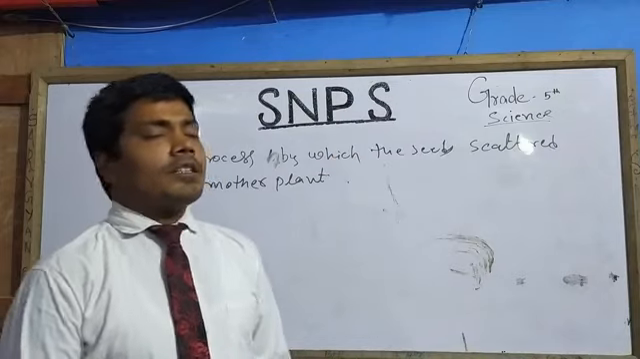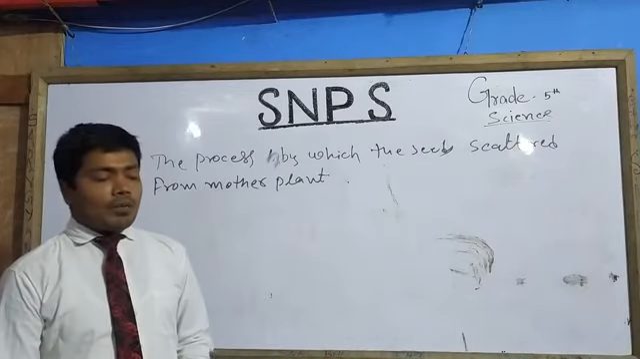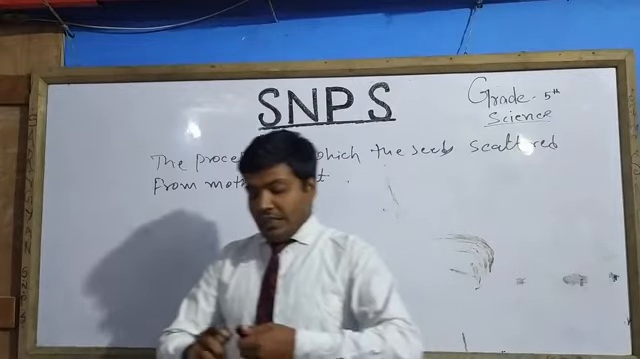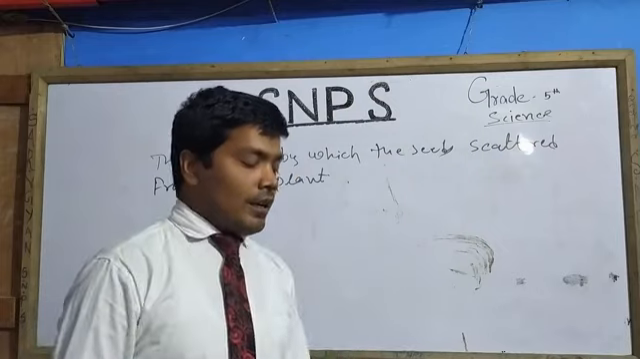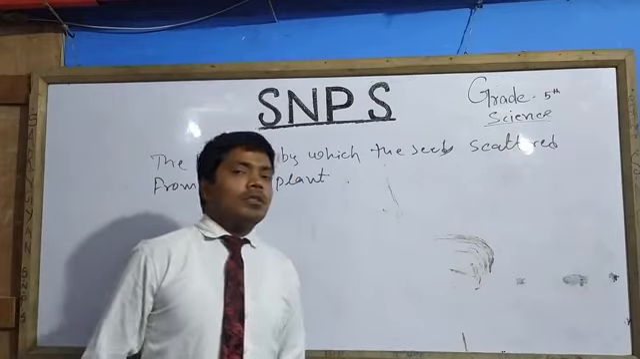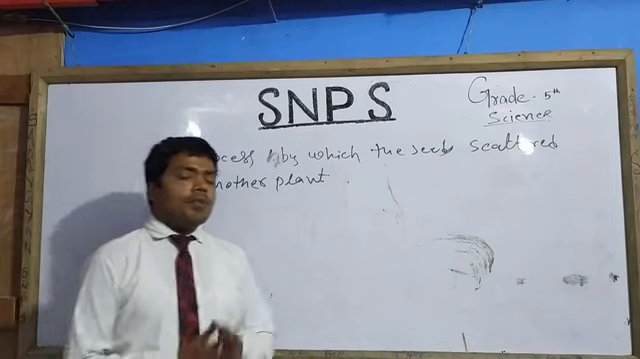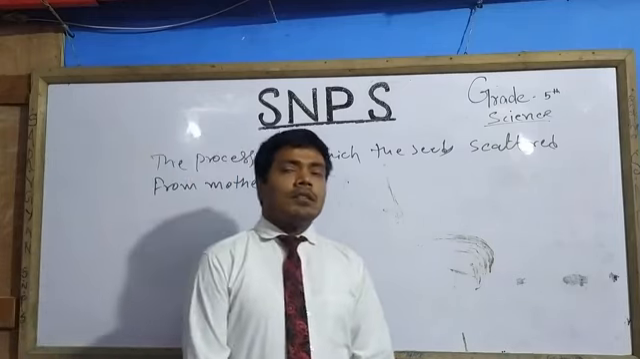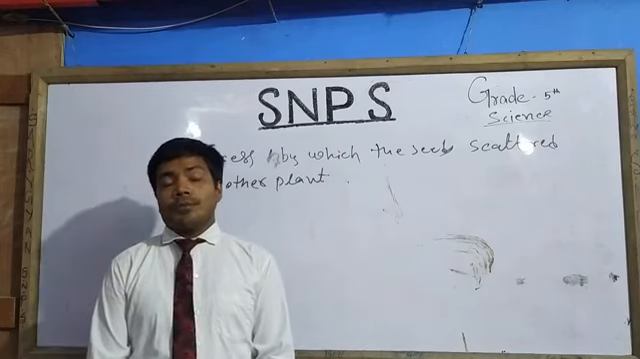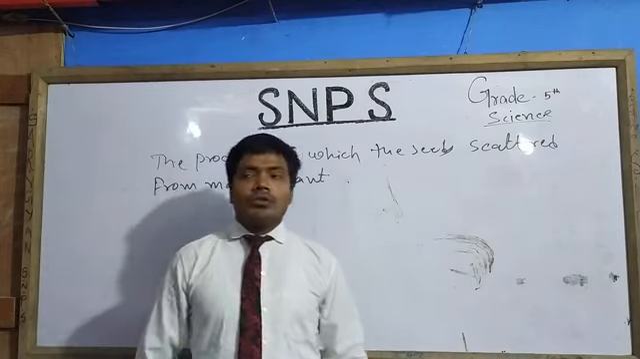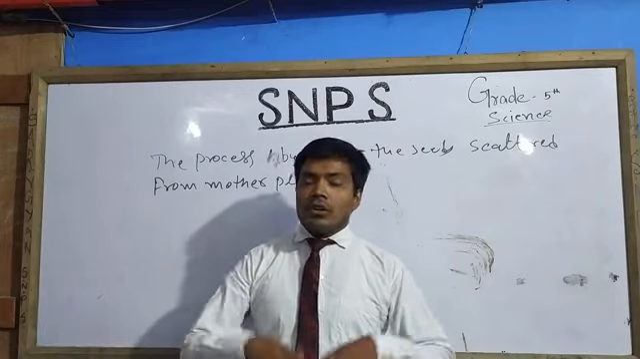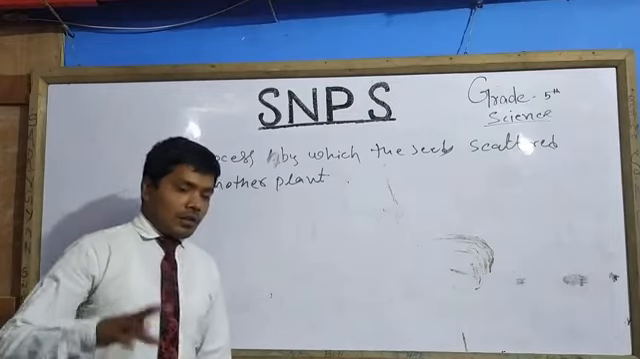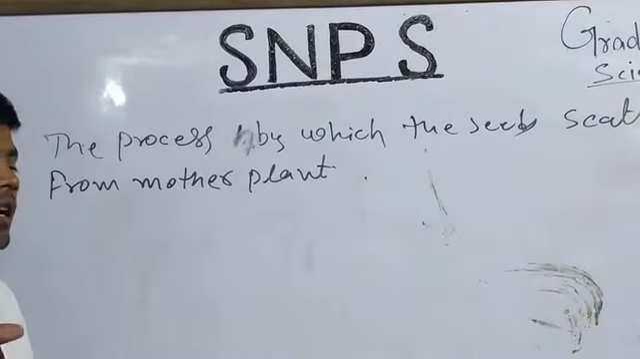Dispersal is necessary to grow a new plant. Why? Because we know very well seed need right amount of air, water and warmth. If the seeds gather in a one place, they cannot germinate, they cannot take right amount of the air, water, warmth and soil.